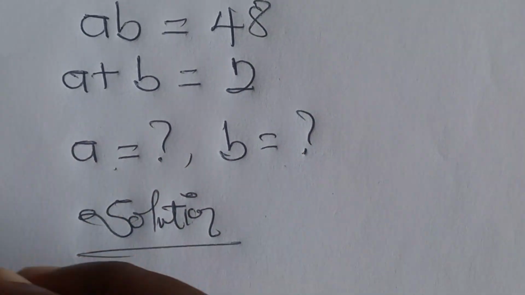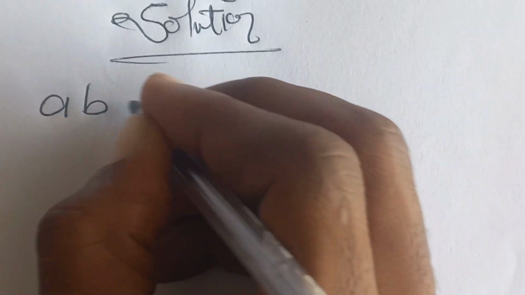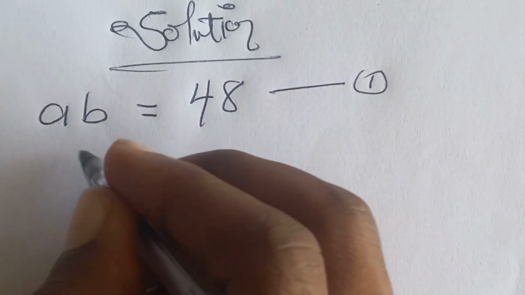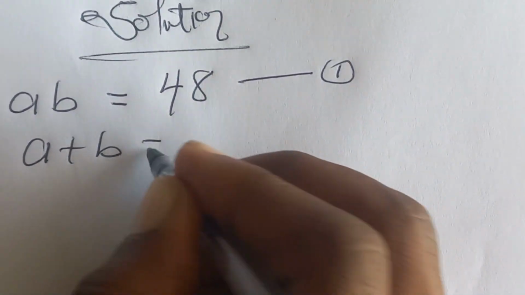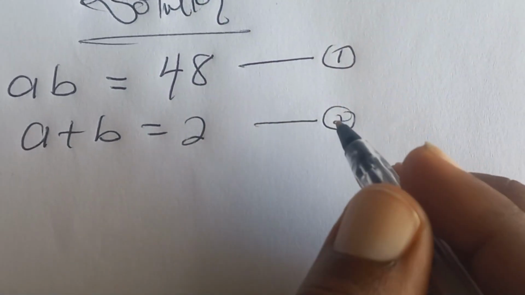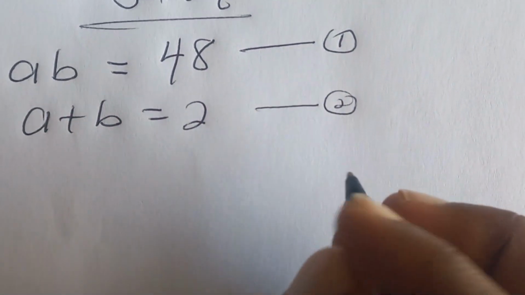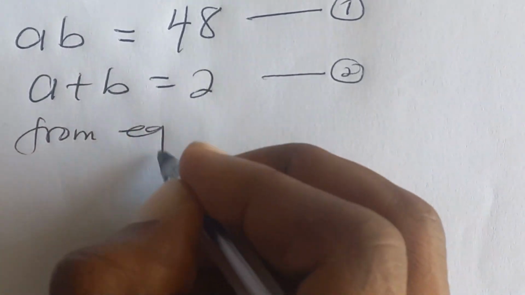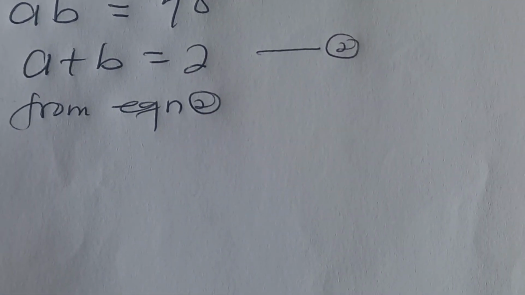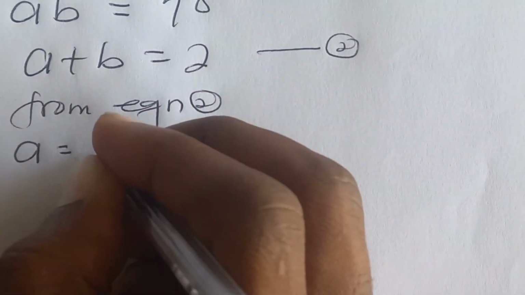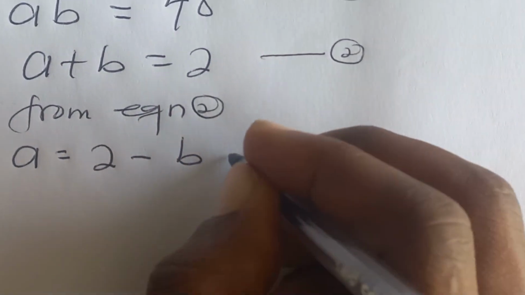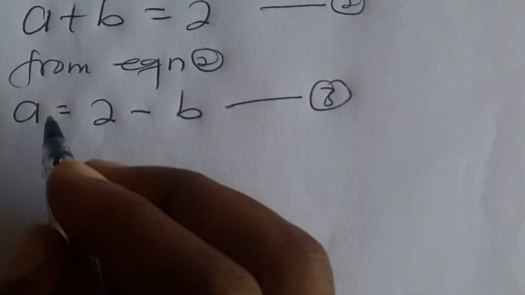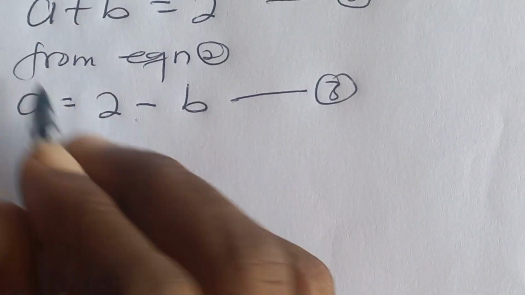Okay, so we say that a multiplied by b is equal to 48. That's our equation 1. And then a plus b is equal to 2 to be our equation 2. Now, from equation 2, our a is equal to 2 minus b. So let's name this as our equation 3. Now, we put equation 3 into equation 1.